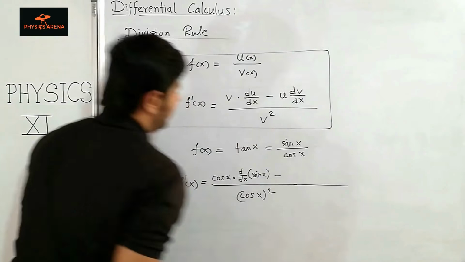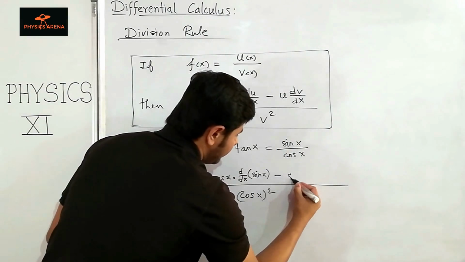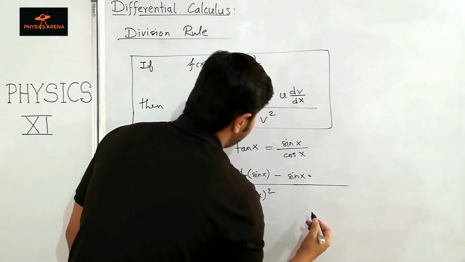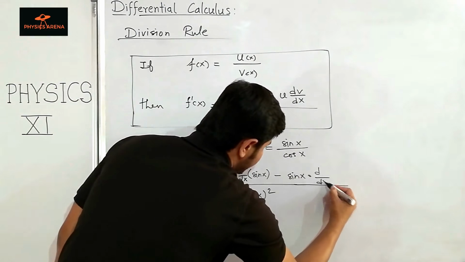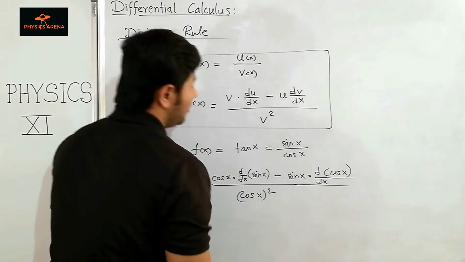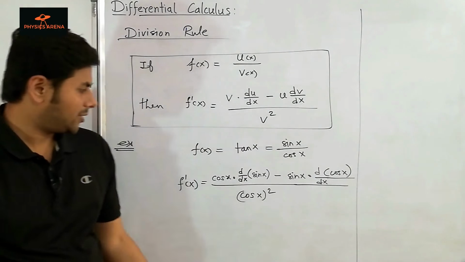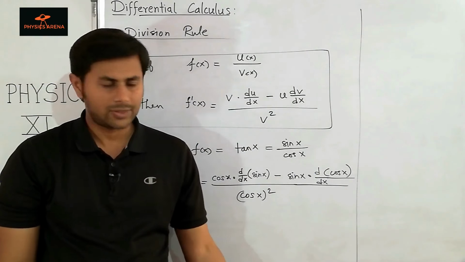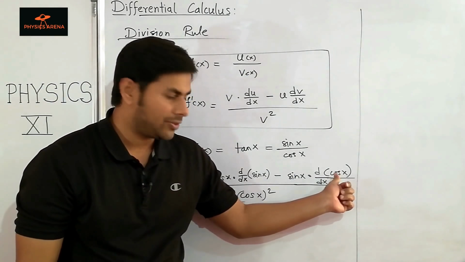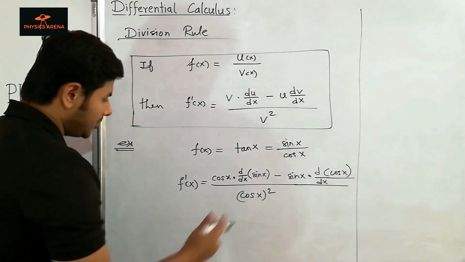minus u as it is, so u is sin x into dv by dx, so it is d by dx of cosine x. Okay, now recall what is the derivative of sine theta. It is cosine theta, so the derivative of sine x is cosine x, and the derivative of cosine x will be minus sine x. So let us substitute that.